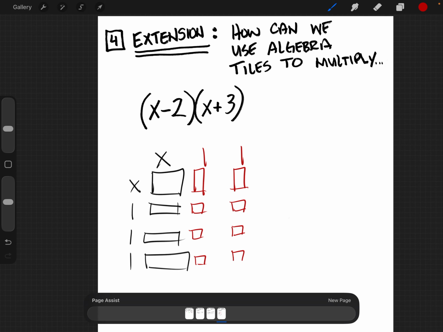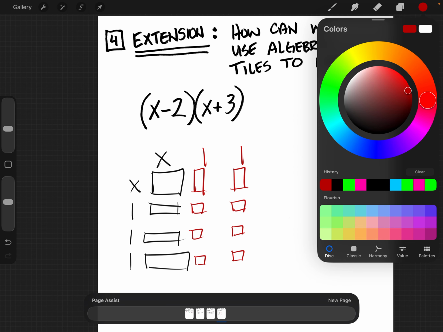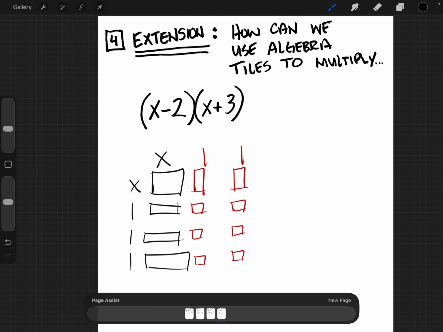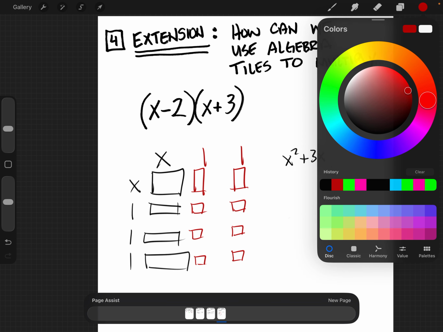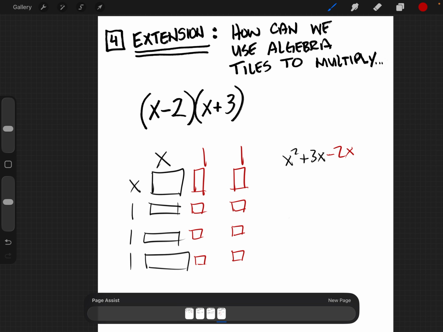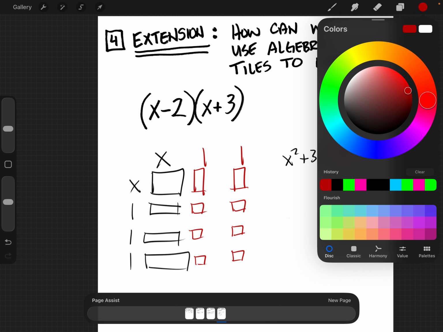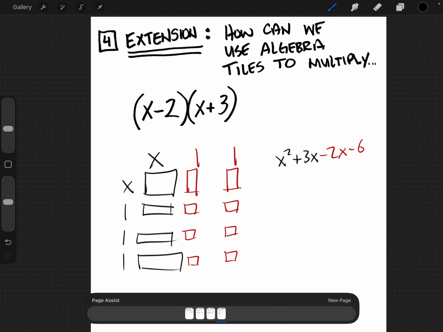So, with all that said and done, we'll treat this like a normal operation. We know it is x squared plus 3x minus 2x minus 6, which, when simplified, gives us x squared plus x minus 6. There you go.